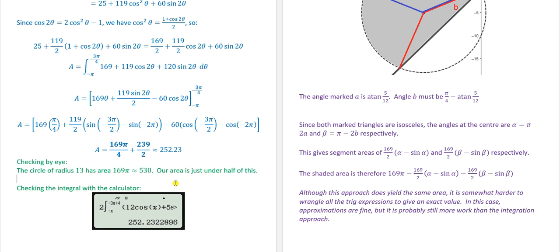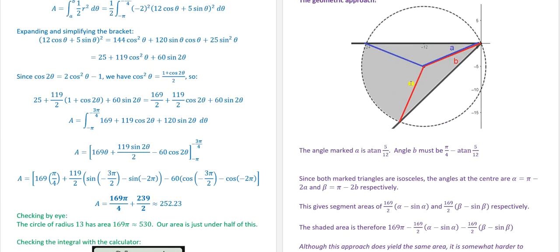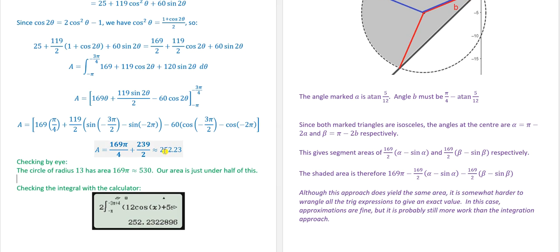So in order to make sure you've got the correct integral in the first place, and then that you've evaluated it correctly, use the calculator, but also use some kind of rough approximation. We know the area of the circle is 169 pi. The area that we're looking at, according to our diagram, should be about half of that, maybe a little less. And so if we're getting 250 something, and the real area is 530, then that's a number we can be reasonably confident with.